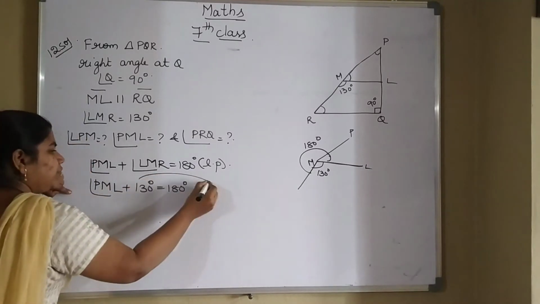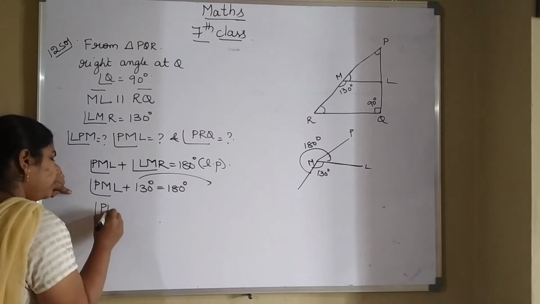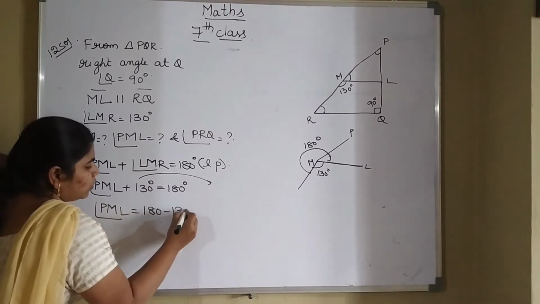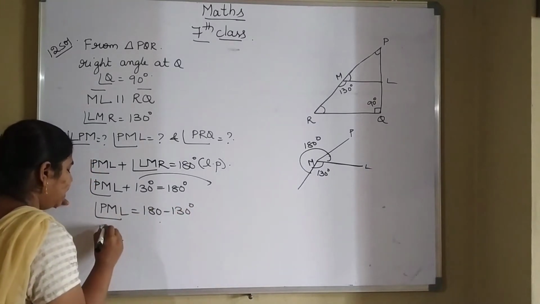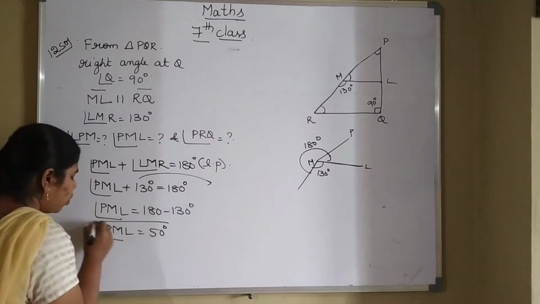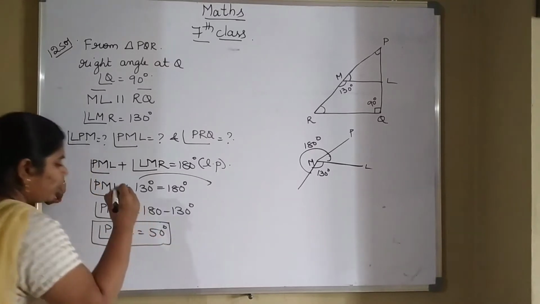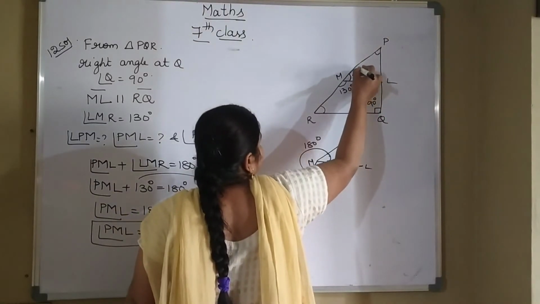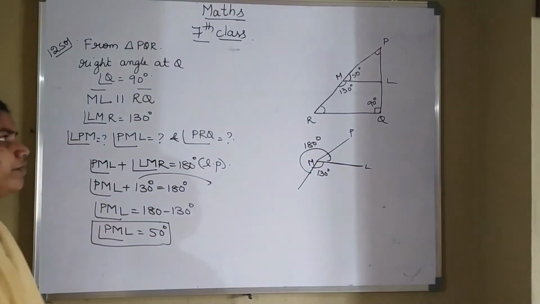So send this 130 to the other side. PML is equal to 180 minus 130 degrees. Angle PML is equal to how much? 50 degrees. So you got the angle PML value as 50 degrees. So this one you got as 50. Okay. Now what we have to find?